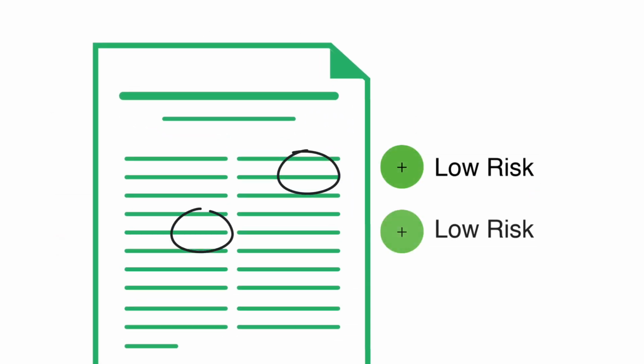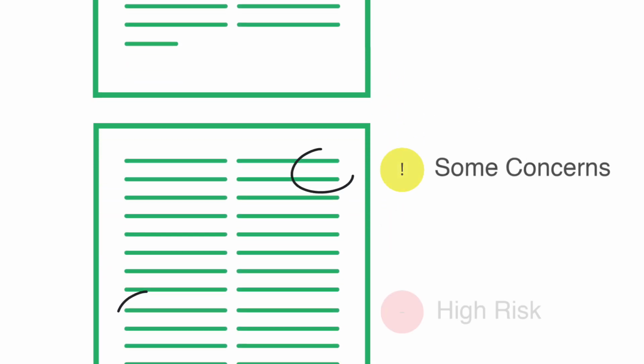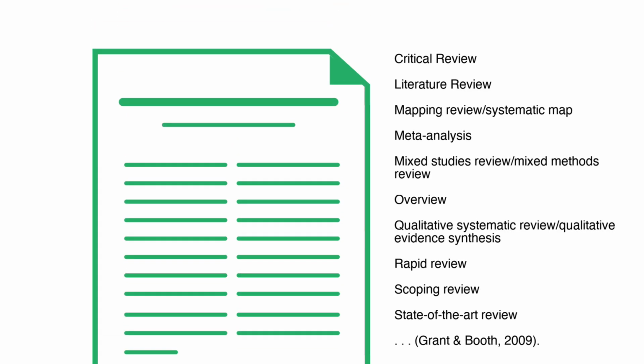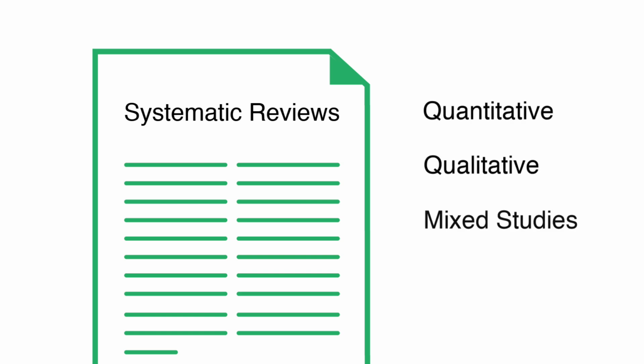The quality of evidence presented in a systematic review can vary based on a number of attributes, such as possible biases, heterogeneity, or how data is integrated to create new knowledge. There are over a dozen types of syntheses, but we will focus on systematic reviews. Systematic reviews also come in several types, but we'll briefly cover quantitative, qualitative, and mixed studies.